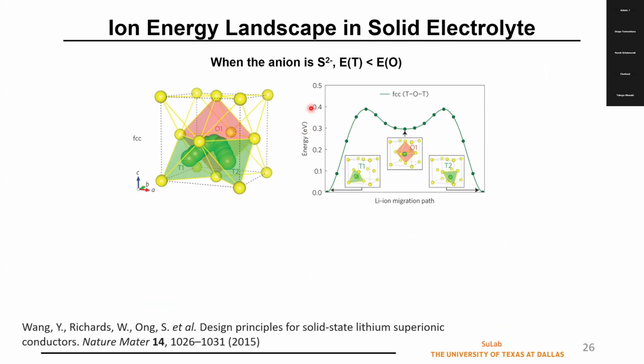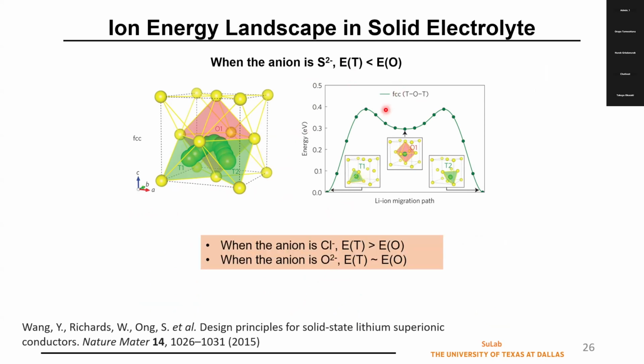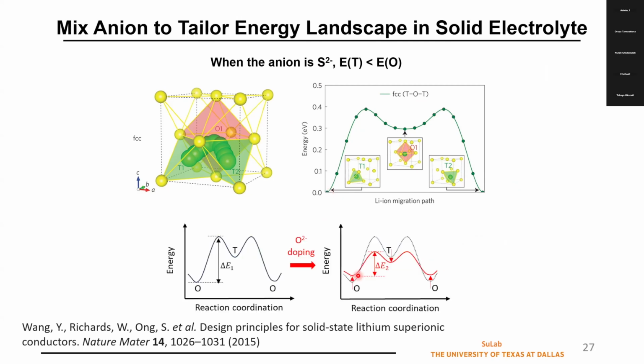So when the anion is sulfide, the tetrahedral site usually has a lower energy compared to the octahedral site. But when we replace the anion from sulfur to chlorine, then the tetrahedral site will have a higher energy than the octahedral site. When the anion is oxygen, the tetrahedral and octahedral sites have a similar energy. So if we mix the anion, using oxygen mixed with chlorine, we are thinking the energy difference between the tetrahedral and the octahedral sites can be reduced. This will reduce the energy landscape across different sites, which will enable fast ion transport.